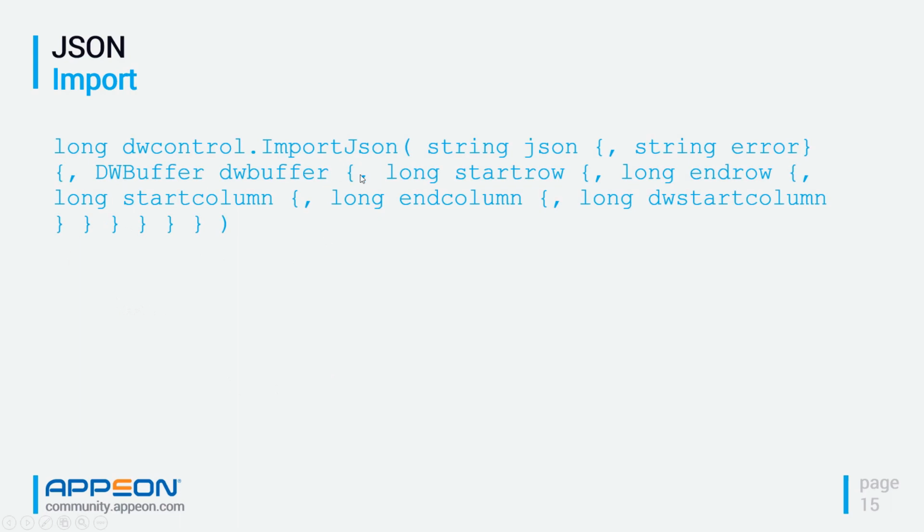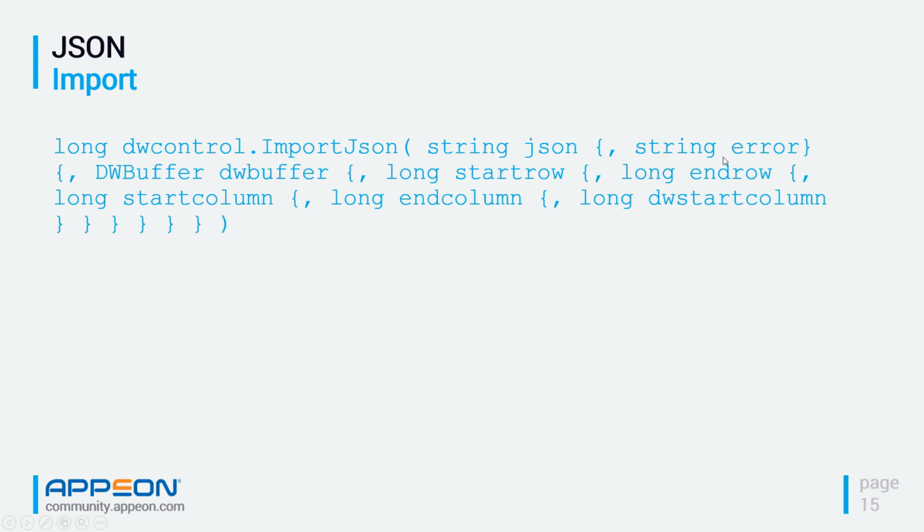So it's ImportJSON. The only thing you have to provide is the JSON. Now there's no Boolean flag here for the format, because the DataWindow can figure out when it sees the data which format it is. You don't need to tell it which format you're sending. So there's no argument needed for that.